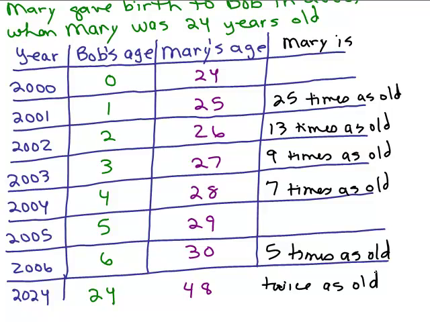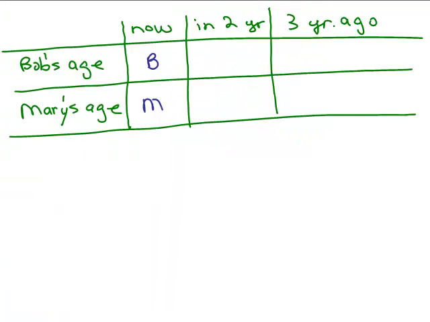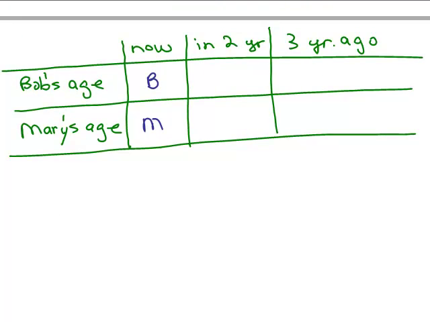Okay. He will never catch up to her. But after this, she will never be twice as old as him again. For instance, if you go through, it looks like he's getting close to her age, but not exactly.